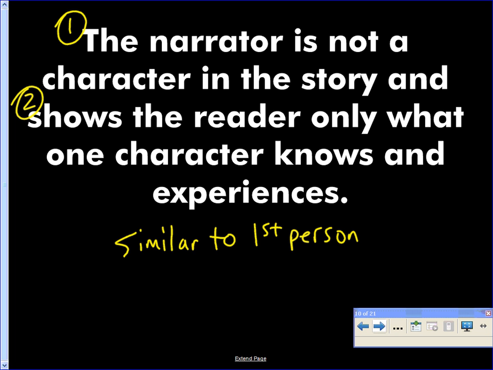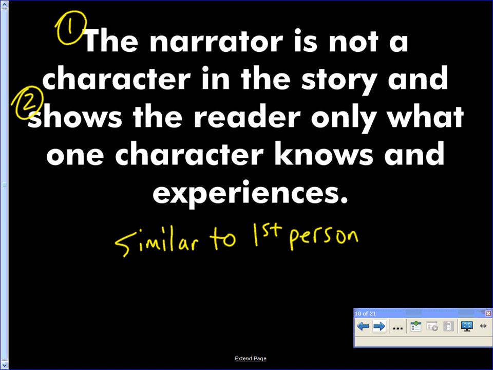And we saw that example in the selection that we read yesterday on the OAA about Trino and his mother. It was a third person perspective limited to only what Trino saw and not what his mother saw or knew. So the second part of the definition is the same as first person, but the first part deviates.